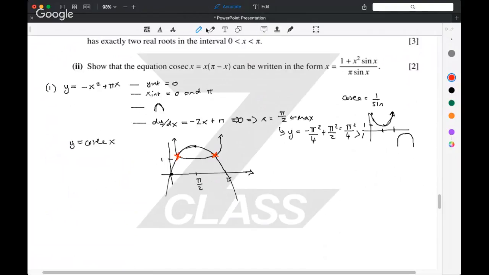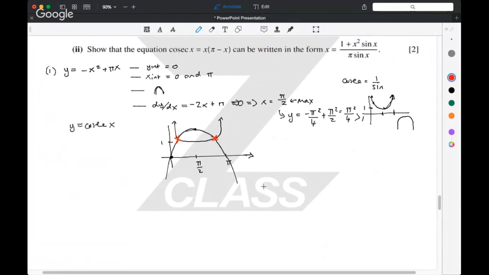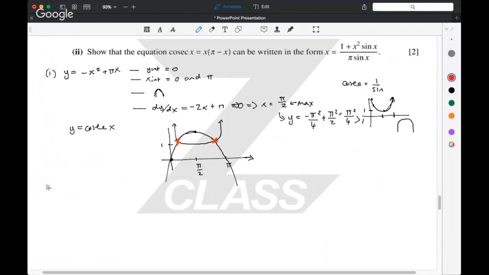Right, so now they want us to use this knowledge and show that the equation can be written in this form. Actually, we don't really need to use that knowledge, but let's just do it. So this is just manipulating trig identities.